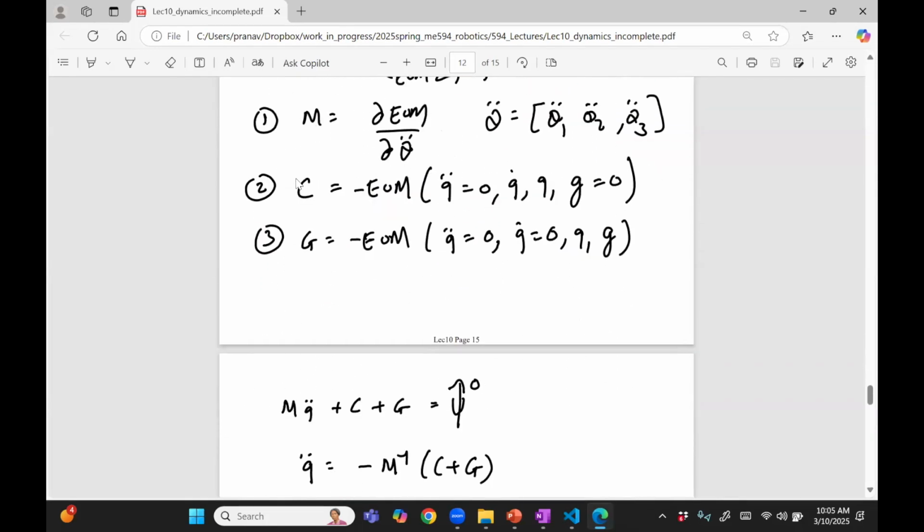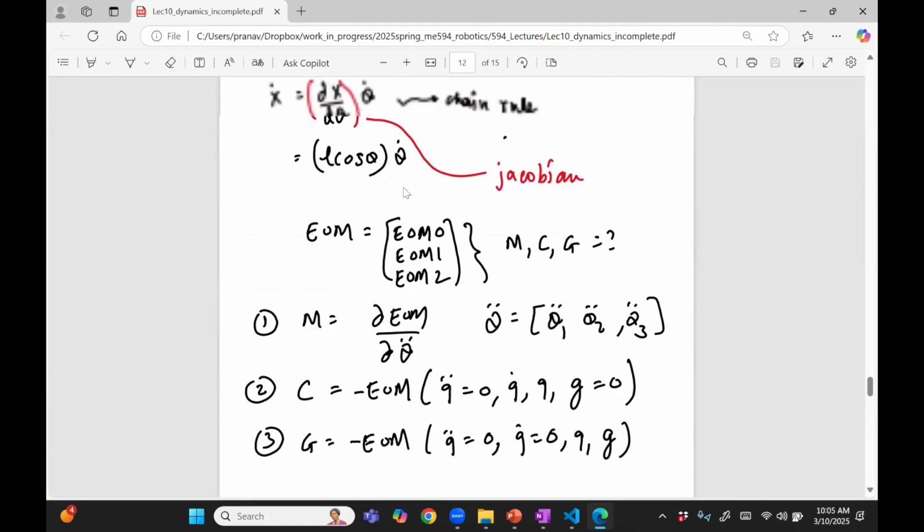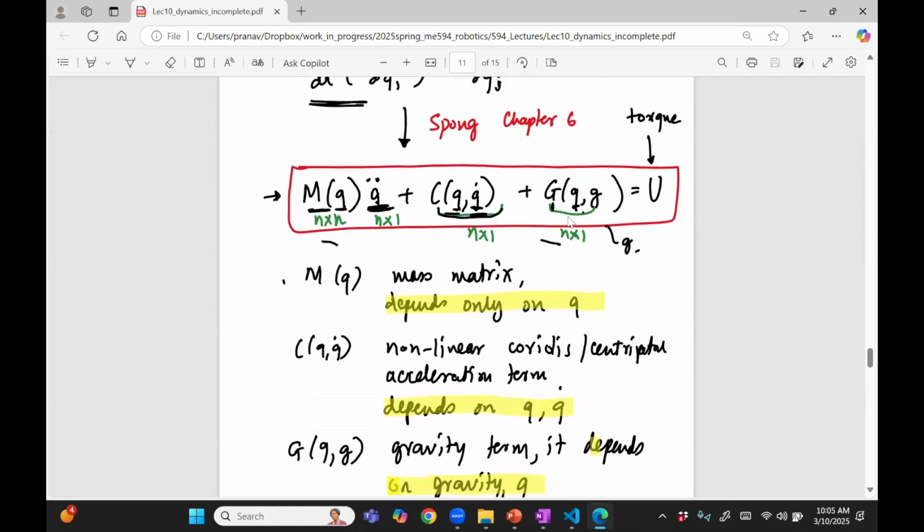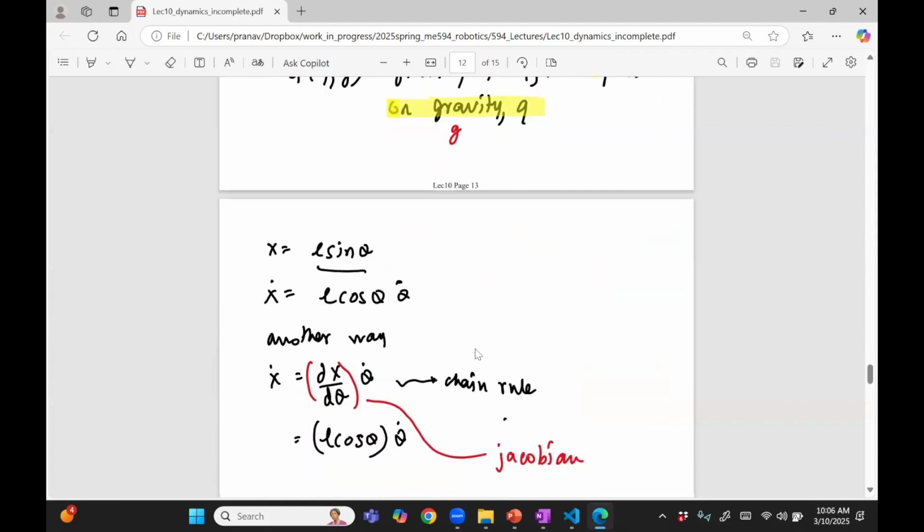Then to get C, all you need to do is identify that if you put G equals 0, this term goes to 0. If you put Q double dot equals 0, this term equals 0, so you're left with only this term. And to get G, what you need to do is put Q double dot equals 0. You also put Q dot equals 0, and then you get G, and that's what I wrote here.